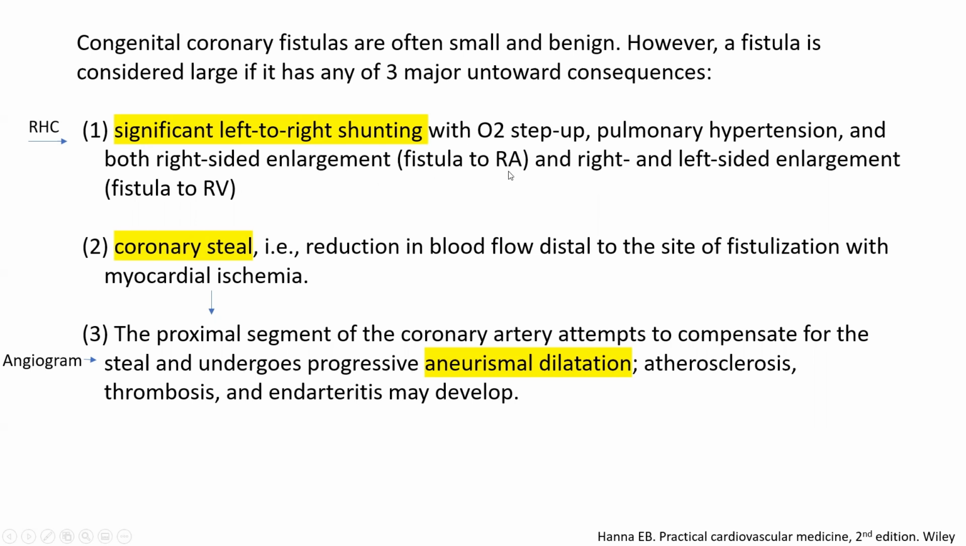When you have a fistula to the RA as an ASD, you get right-sided enlargement, or you can get right and left-sided enlargement when you get a fistula to the RV. And you can prove that by doing a right heart catheterization.